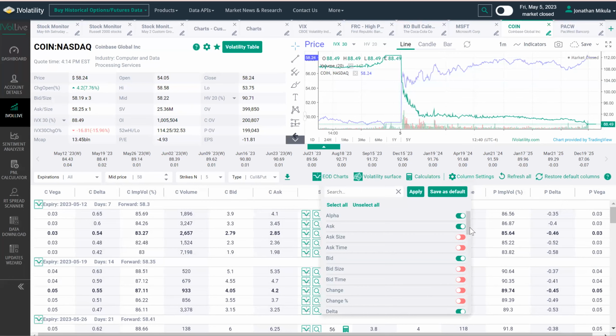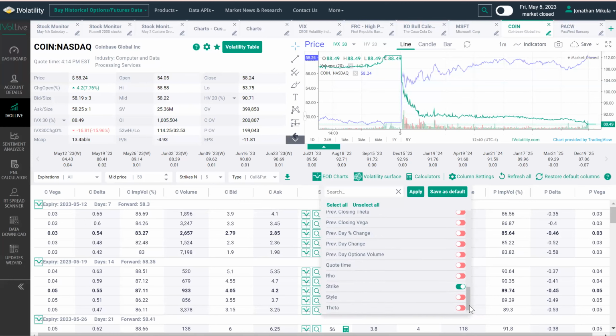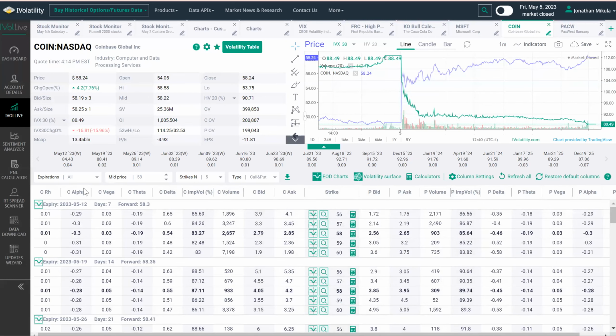So alpha is one I like to have for the options price, but you can see these are all the different ones you could add. So we could add rho and theta, so a few more of the Greeks. You can hit apply, and it will apply just to this Coinbase tab, or save as default, and it will apply for all of these tabs, any tab you pull up. So just hit apply, and here we go. Those have been added to our columns now.